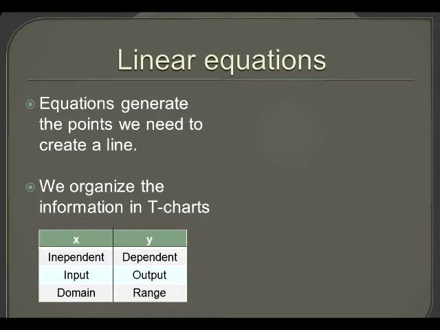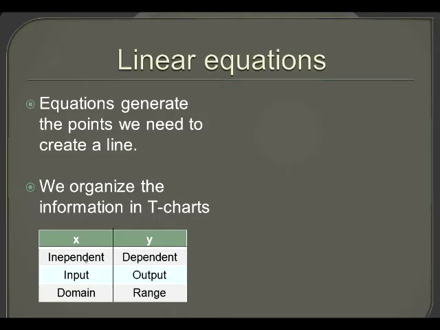All right, linear equations. Equations that generate points we need to create a line. They'll create an infinite number of points. You can plug in any number you want just about for your x variable, depending on the equation. We organize the information into what we call a t-chart. You get a t by separating your x and y variables, and a t by separating x and y from the numbers below them. On the left go our x variable and all the numbers associated with it.